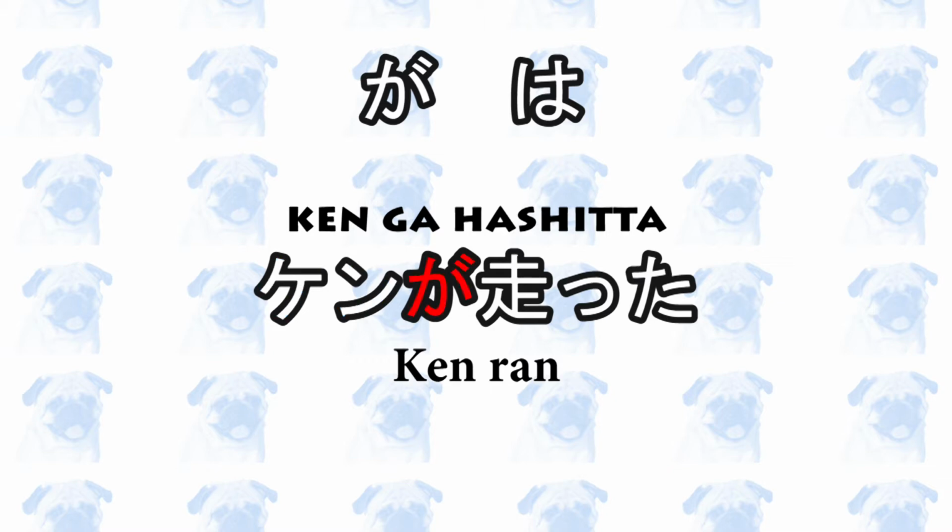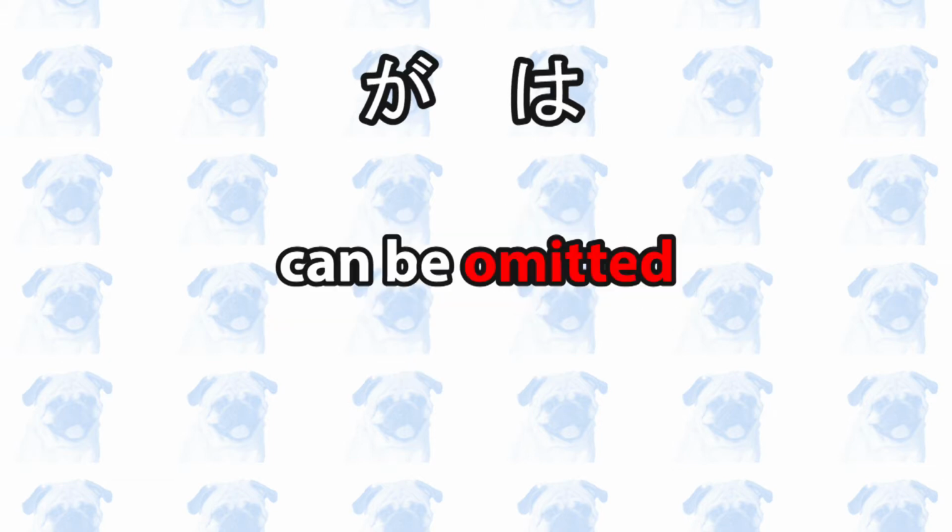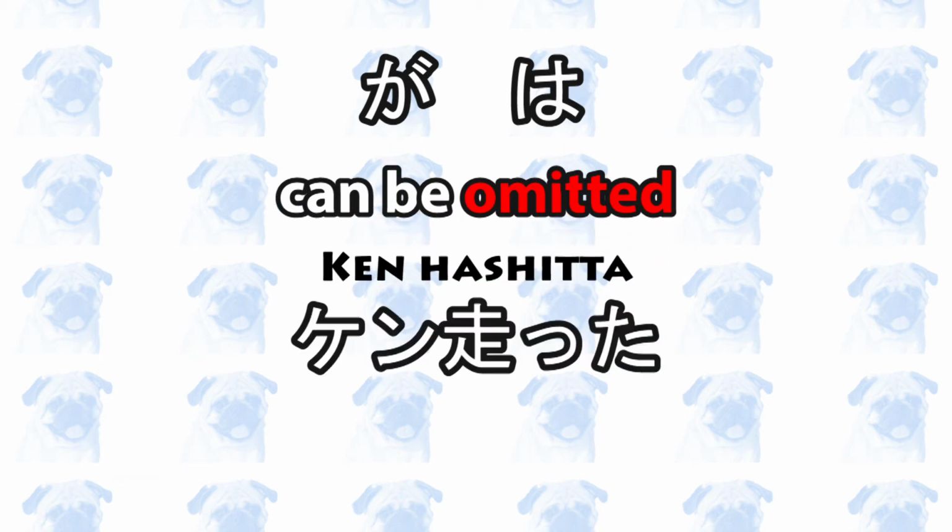In this example, ga can also be replaced by wa, as in Ken wa hashitta, but this doesn't change the fact that it is Ken who ran. Another important similarity is that both ga and wa can be omitted in casual speech. For example, Ken hashitta is a possible sentence.